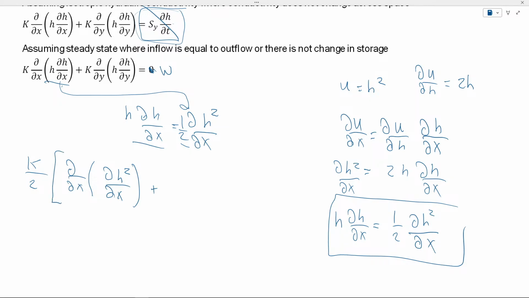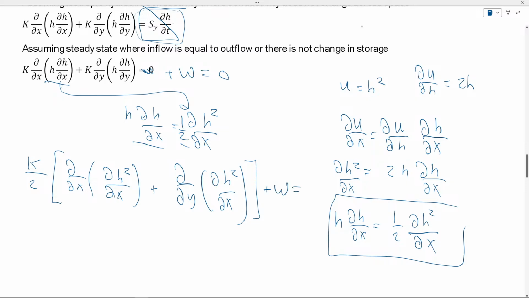plus partial y, and then I will say partial h squared over partial x, and that would be equal to my w. Actually, this is not correct because the w should be here. So I made a mistake here. That's plus w, that's equal to 0. So I will leave this 0, and I'll just put the w here. So this is plus w is equal to 0.